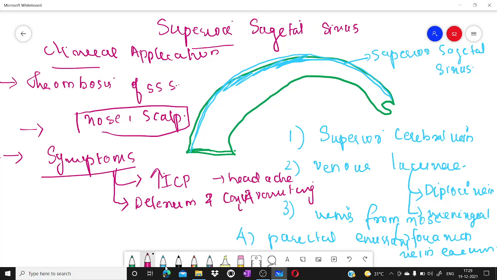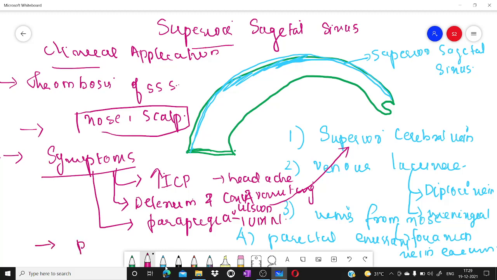Why do delirium and convulsions occur? This is because it communicates with the superior cerebral vein. And because of this thrombosis, it will also cause paraplegia, which is of the upper motor neuron type. This paraplegia is due to the involvement of the paracentral lobule.